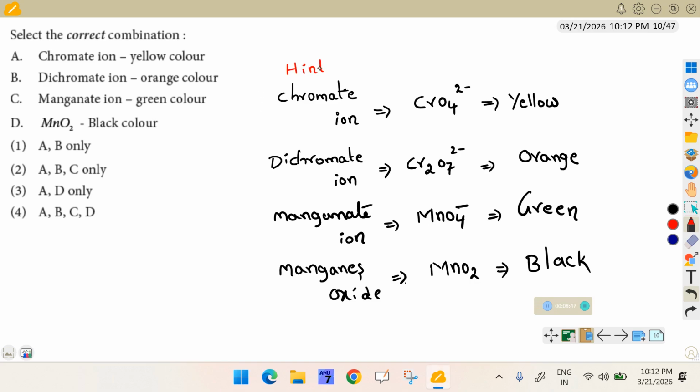Select the correct combination. Chromate ion color is yellow. Dichromate ion color is orange. Correct. Manganate ion color is green. Manganese dioxide color is black. So all are correct. A, B, C, D are correct.